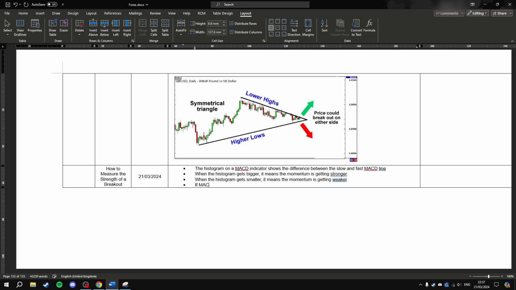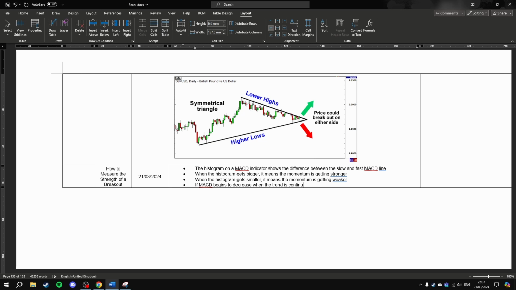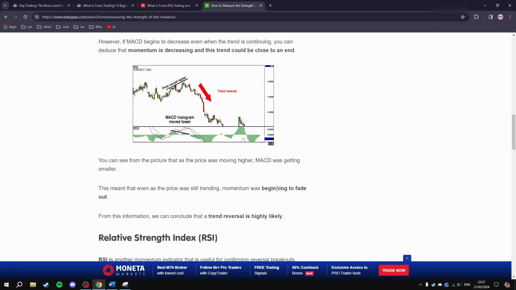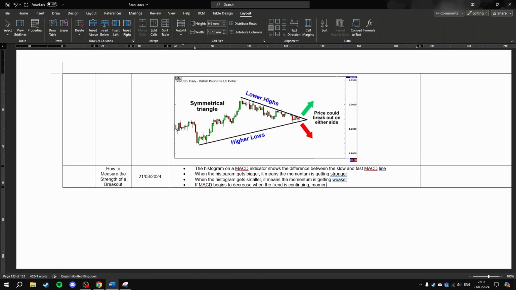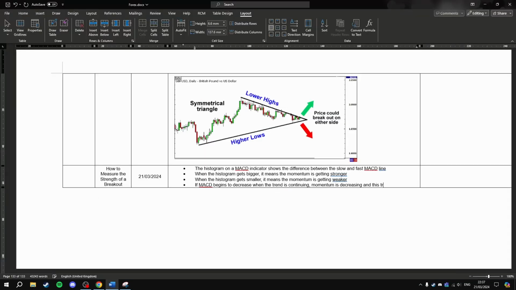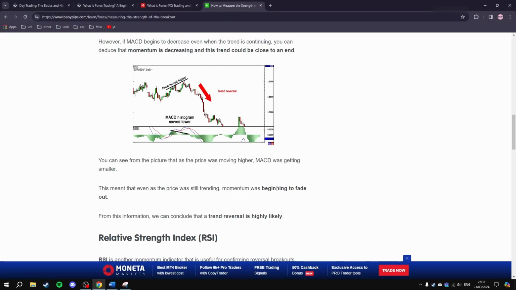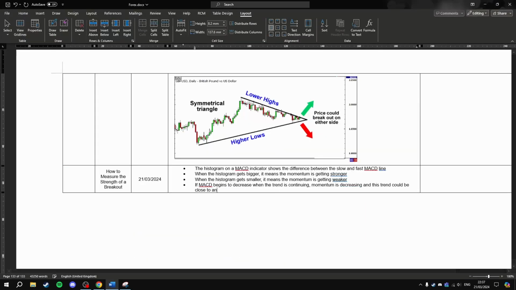If MACD begins to decrease when the trend is continuing, momentum is decreasing and this trend could be close to an end.